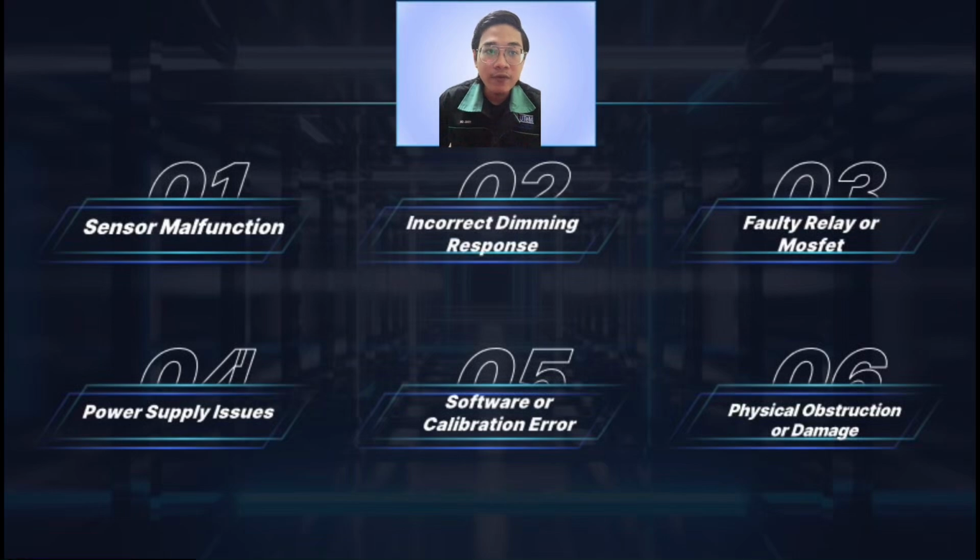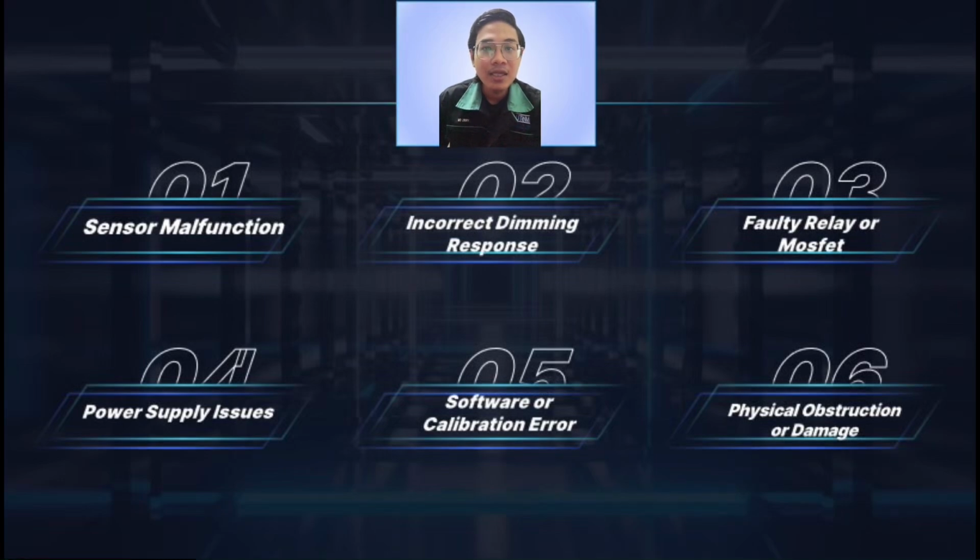Next problem is software or calibration error. Issue: system misprocesses input, causing delay or incorrect dimming. How to fix: update firmware, perform a factory reset, and use diagnostics to solve the error.